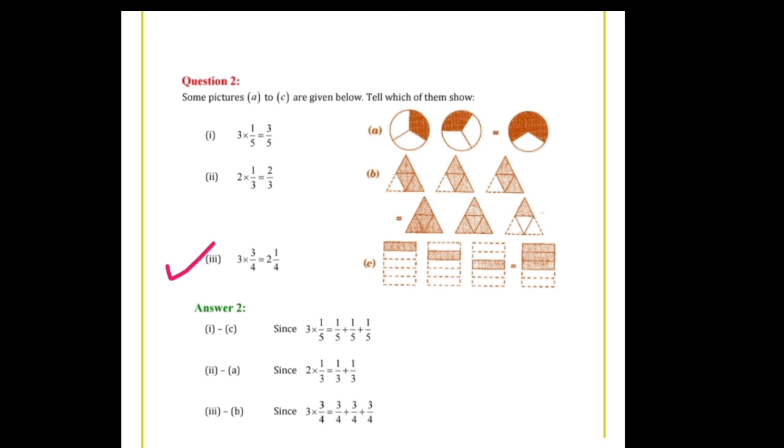Now next, third number, 3 into 3 upon 4. So it's B, because 3 into 3 upon 4 has total 1, 2, 3 and 4 parts. And how many figures are there? 3 figures. Okay, got it students?